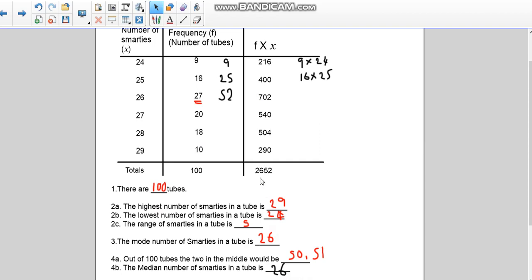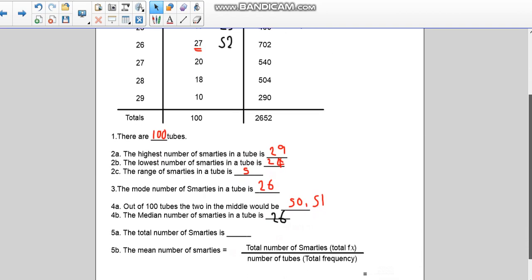To find the mean, I'm going to do the total number of Smarties divided by the total number of tubes. So if we do 2,652 divided by 100, let's write that number in there, 2652. The mean is going to be 26.52. Again, we can't have 26.52 Smarties per tube, but that's telling you it's over 26 Smarties per tube. If you wanted to round it, you could round it to 26.